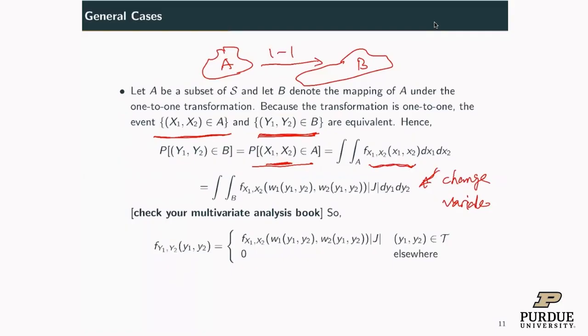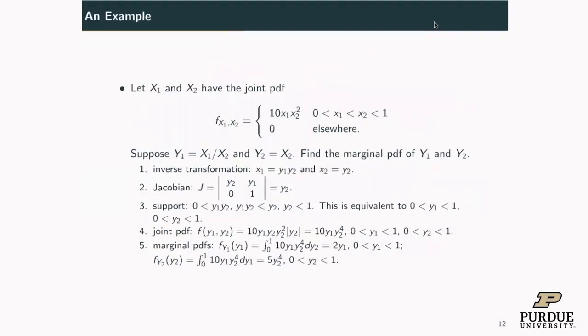So now what do we get? I get the probability of (y1, y2) in B is a double integration over this B of some function. So by the definition, this function must be the joint PDF. So the joint PDF of y1, y2 is given by this formula. This is how we get the joint PDF of a transformation for the general case. We can take a look at an example to get a better understanding of this.